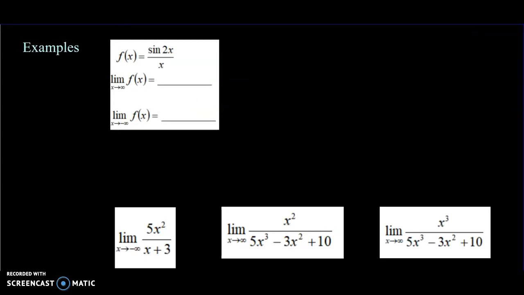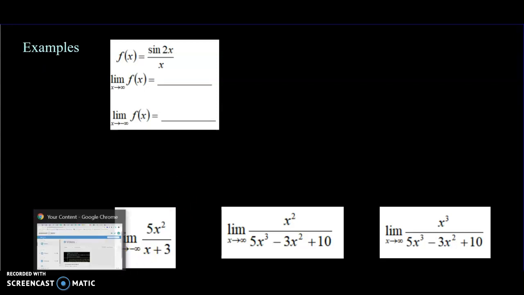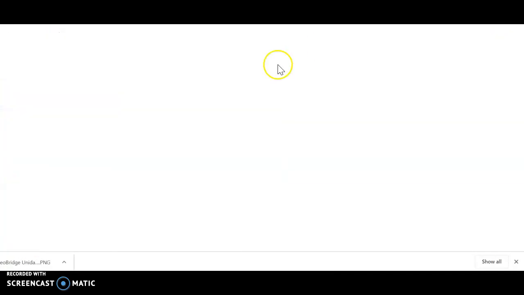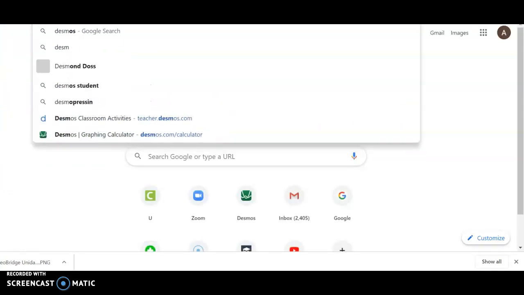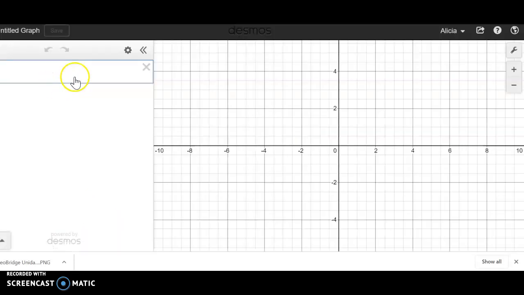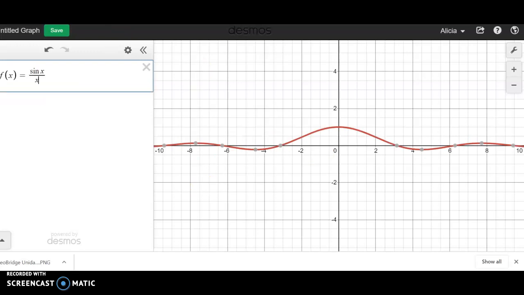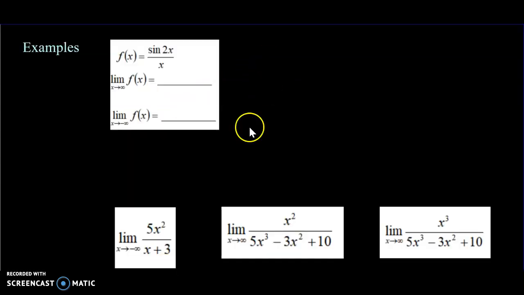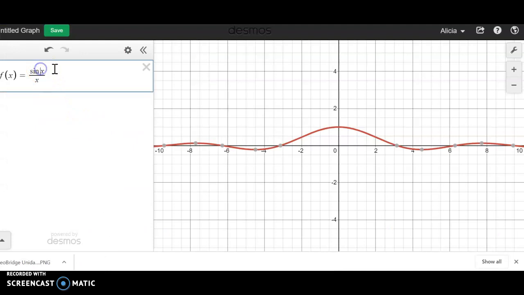So now we're going to see these examples. So first thing, we have a case here where we have a function, sine 2x over x. I don't know how this function looks. So what do we use to be able to graph this function? We go to Desmos. And open another Desmos. Okay. And we're going to type in our function right here. Let me just make sure it's sine 2x over x, okay? Here's my function. Okay, and this is how it looks.